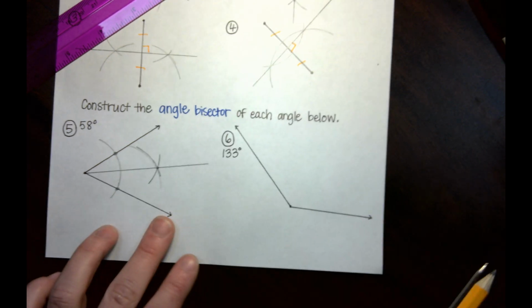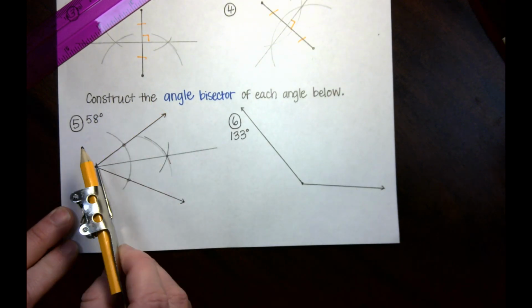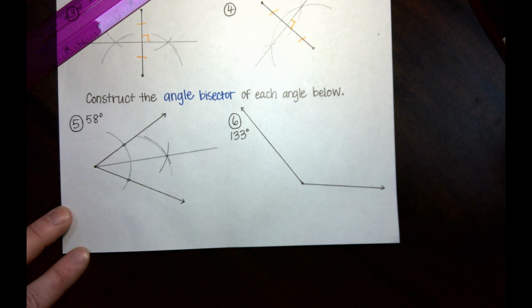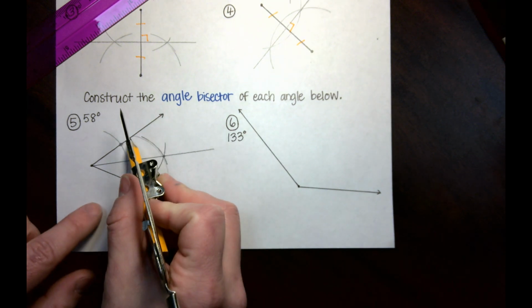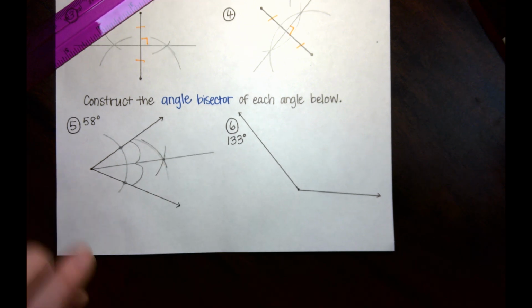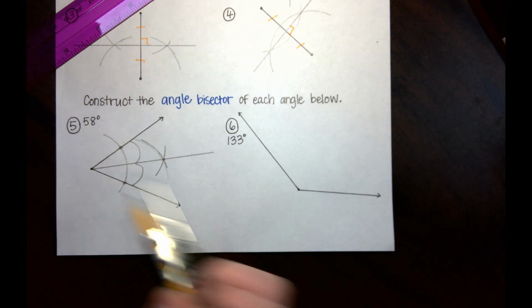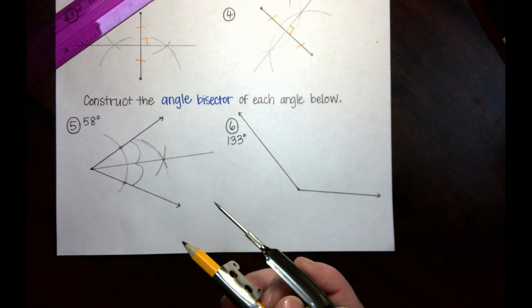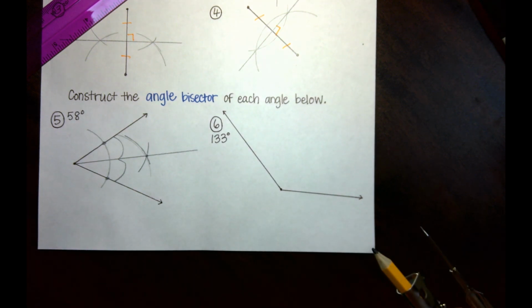Okay, everybody think you got that? So let me ask you a follow-up question. If my original angle is 58 degrees, that would mean that the two smaller angles that we just created are 29 degrees each. Now, how did you figure that out? Divide it by 2. So 58 divided by 2 should be 29. Nice. Okay, let's look at our last one now.